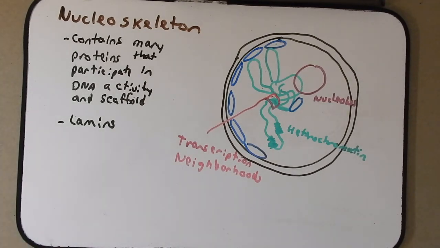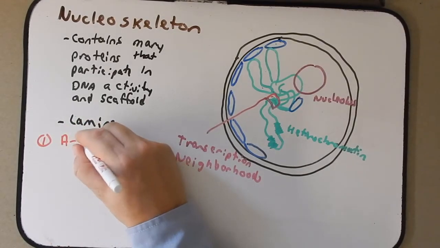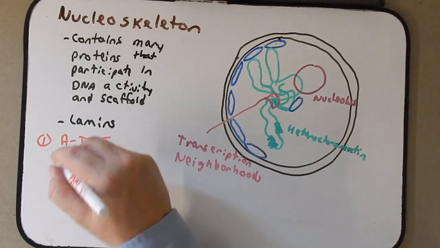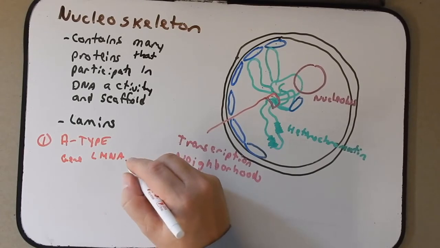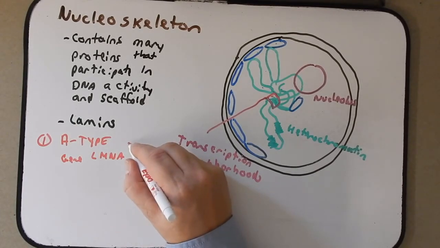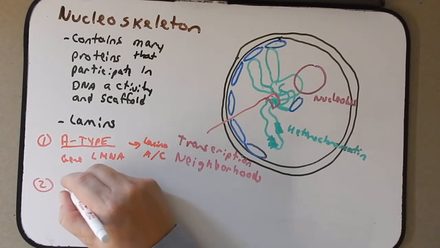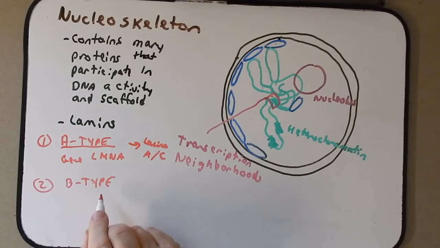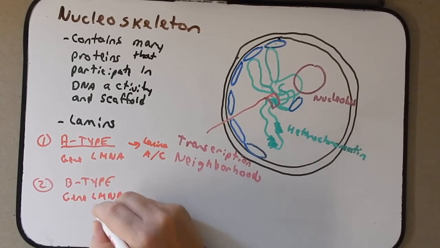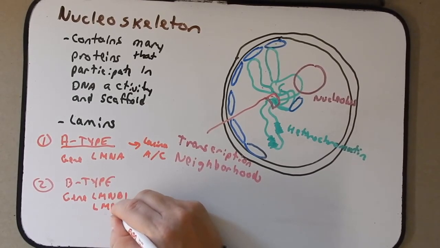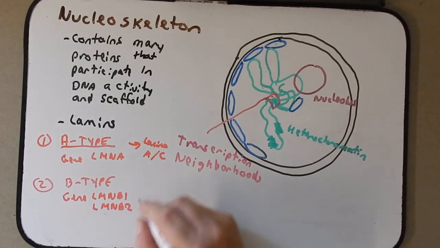Okay, there are two types of lamins. The first type we'll call type A, or rather A type. The A type are generated from the gene LMNA. That's the gene, and the protein that's made from this would be lamin A or C. The next type is B type. The genes that make the B type lamins are called LMNB1 and LMNB2, and they make the proteins lamin B1 and lamin B2.